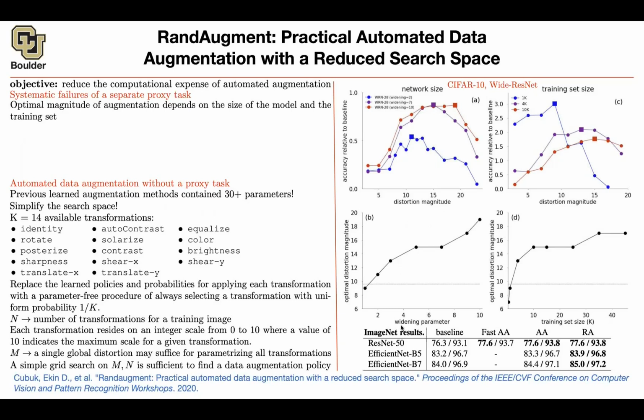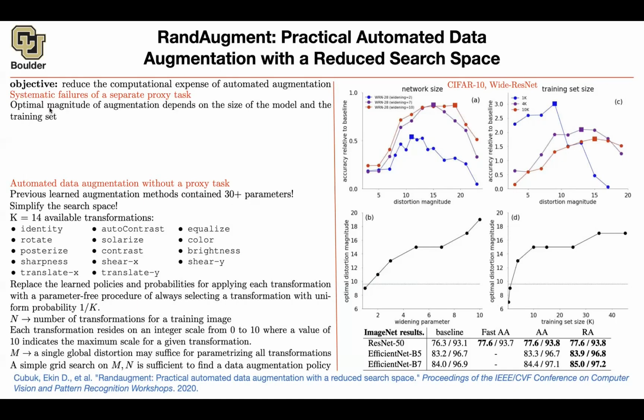So it turns out that as you increase your widening parameter, as you have more and more parameters in your model, as you make your model bigger and bigger, you need to distort more and more. You have a similar observation for your data size. If your data size is around 1K, you need to distort less. If it is around 4K, distort a little bit more. If it's around 10K, you need to distort even more. So there's an increasing pattern again in terms of your training data size. And that's going to give you different optimal distortion magnitudes.